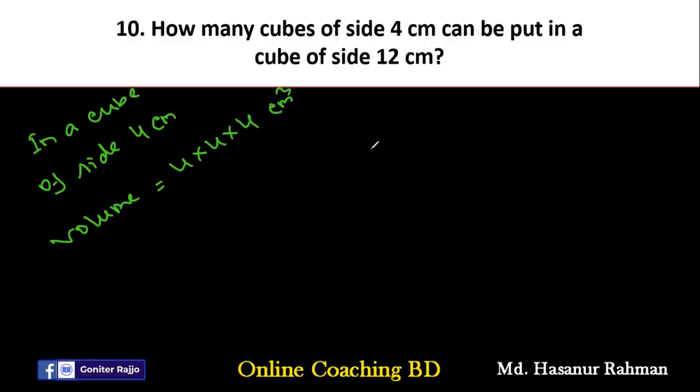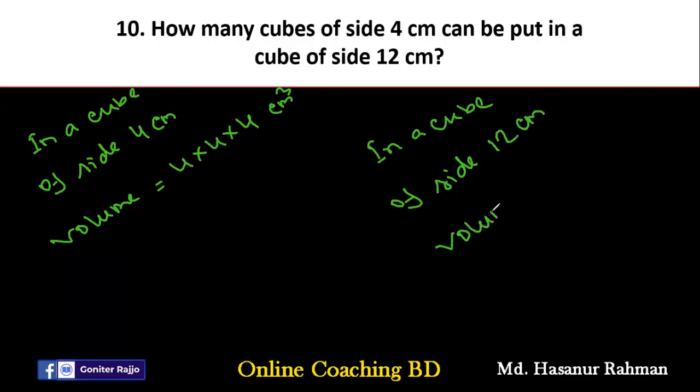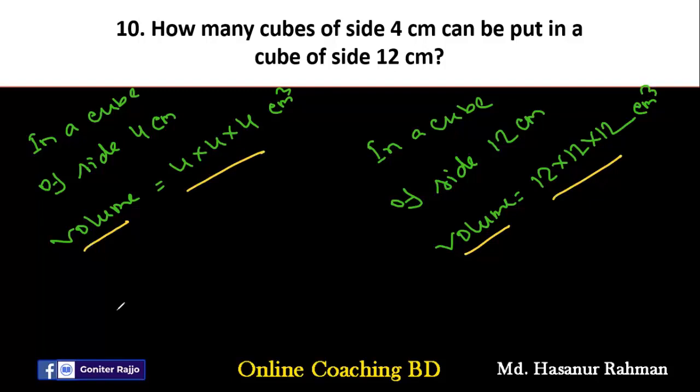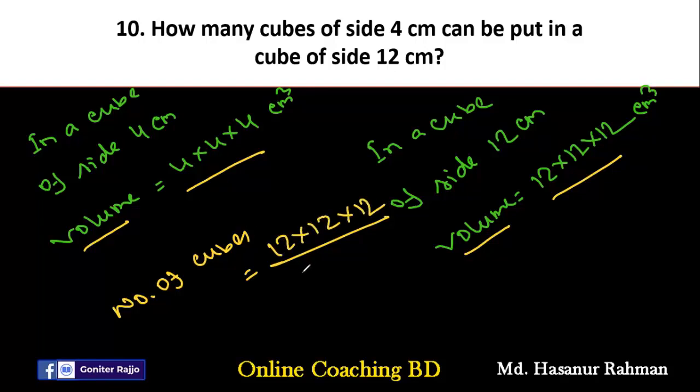And in a cube of side 12 centimeter, then volume will be 12 multiplied by 12 multiplied by 12 centimeter cube. We can easily find out by dividing the biggest volume by the smallest volume. So number of cubes will be the biggest volume, the big one is 12 multiplied by 12 multiplied by 12, and the smallest one, that is 4 multiplied by 4 multiplied by 4. Now we have to divide.